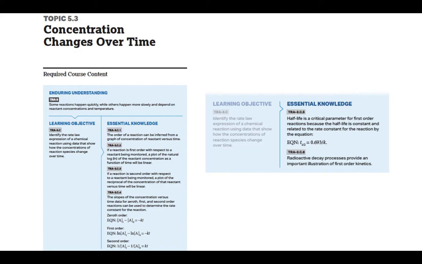If you're given anything that is radioactive, the rate expression will be first order. For kinetics, the half-life will be: time 1/2 is equal to the natural log of 2, which is 0.693, divided by the rate constant k.